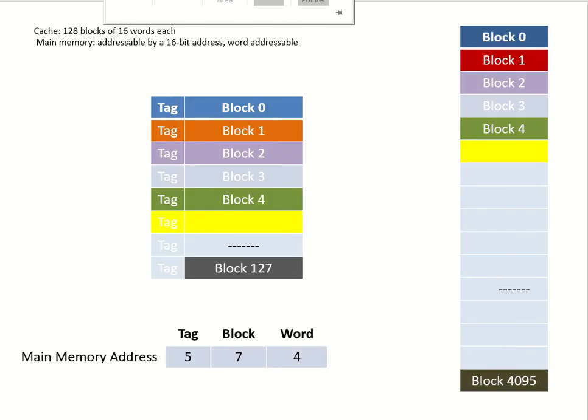So assume that we have a cache with 128 blocks of 16 words each. That means the capacity of the cache is 128 into 16 words. This is the capacity of the cache. This is the cache over here, and here is the main memory, the RAM. This is an example that we are discussing.